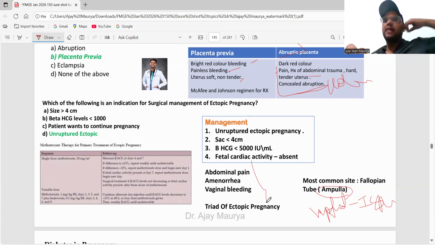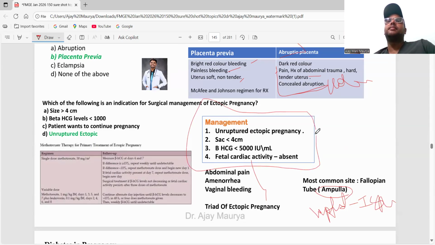For the management case, they ask you what are the surgical indications for an unruptured ectopic pregnancy. Okay, now for the unruptured ectopic pregnancy, sac is less than 4 centimeter, beta hCG must be more than 500, and fetal activity must be absent. So these are the conditions for the surgical management.